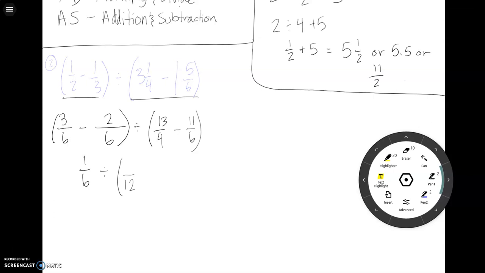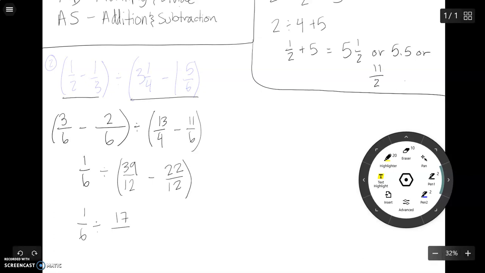So I can take these 4ths and multiply both the numerator and the denominator by 3 to get to 12ths. I'll get 39/12. And I can do the same thing over here with my 6ths. I multiply the top and the bottom by 2, and I get 22/12. Okay. Now I have two fractions that are being subtracted that have the same denominator, so I can just subtract them. So 39 minus 22 is going to be 17. Yeah, 17/12. Okay, so I've simplified all the parentheses, and that required me to do some subtraction.